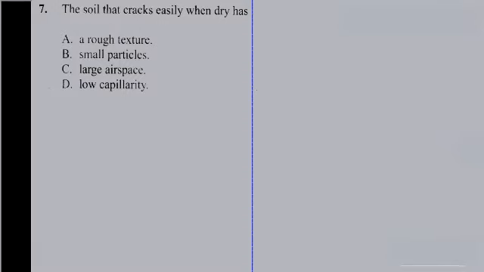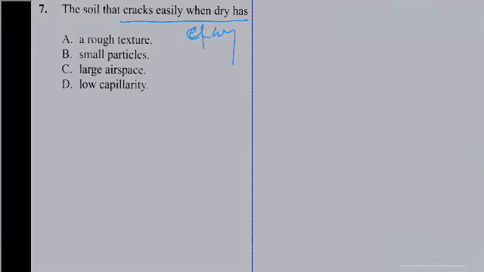Question number 7. Now this is about properties of different types of soil. So you are told that the soil that cracks easily when dry has... Now in this case you need to know some of the properties of soil. So the soil that cracks easily when dry, that soil is clay.